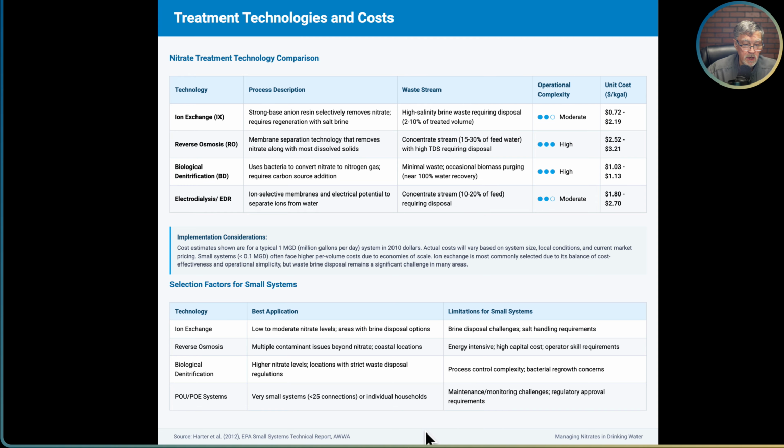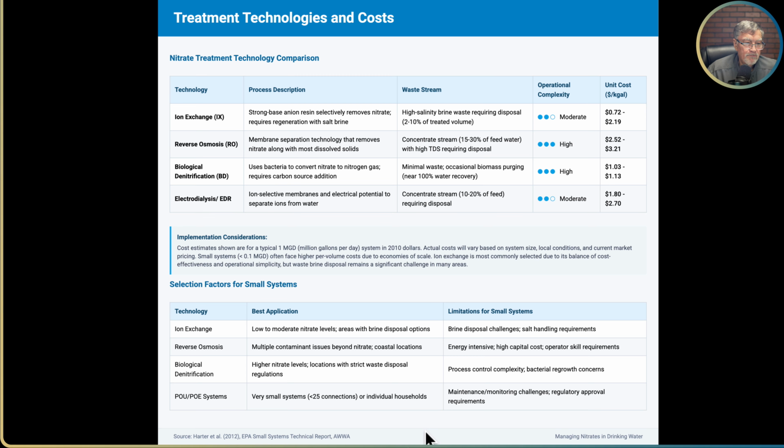The best application is where you have multiple contamination issues beyond nitrates because RO will deal with it all. It tends to be energy intensive, with high capital costs and high operator skill requirements. Biological denitrification can work for higher nitrate levels and locations with strict waste disposal regulations because you don't need to deal with the brines. But the complexity that I talked about and the tweaking of the system that constantly needs to be going on really makes it challenging. And there are bacterial regrowth concerns that get into actually producing the bacteria and keeping that process going.